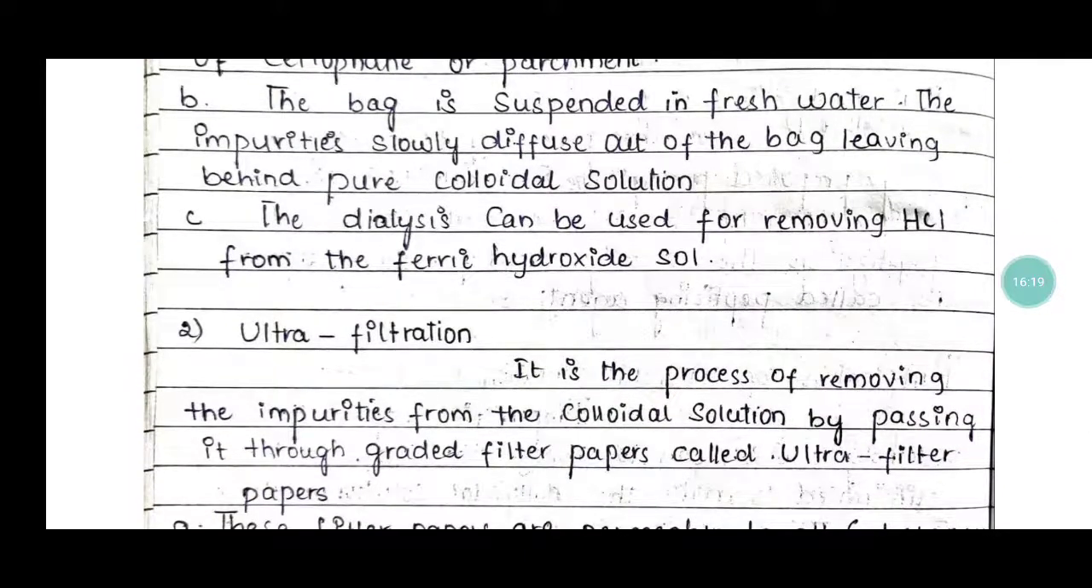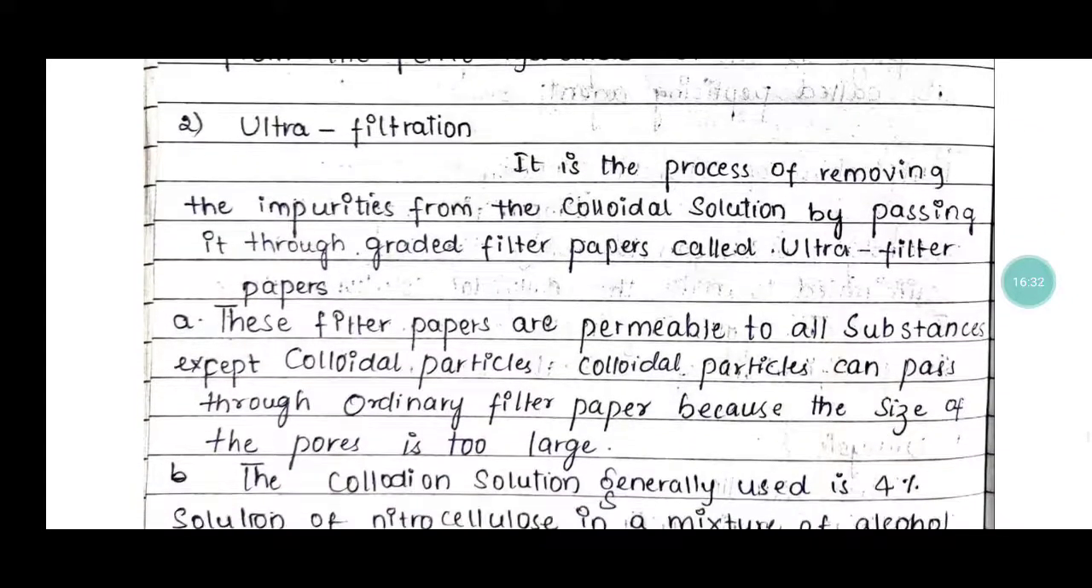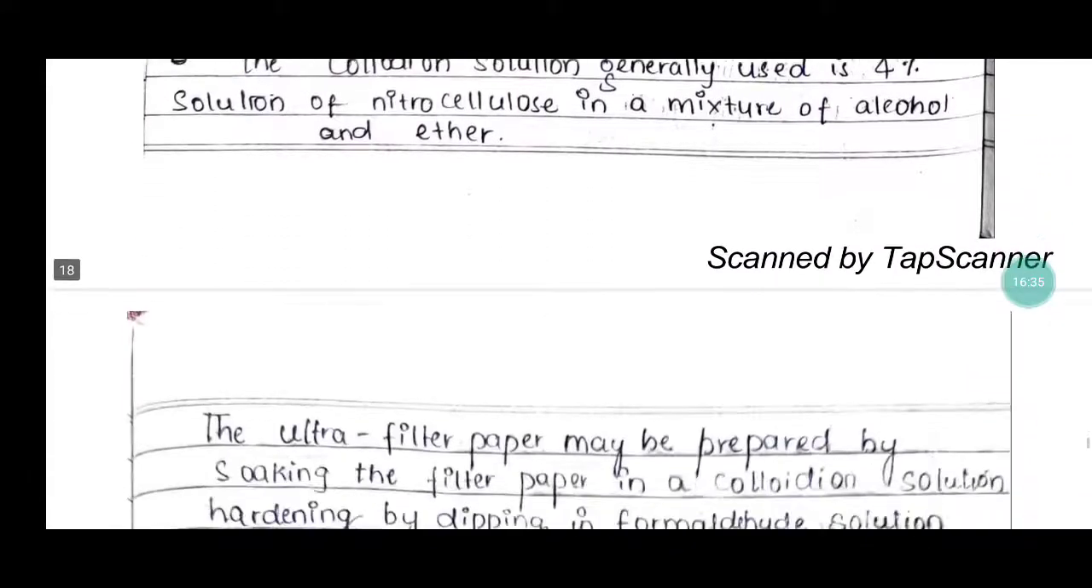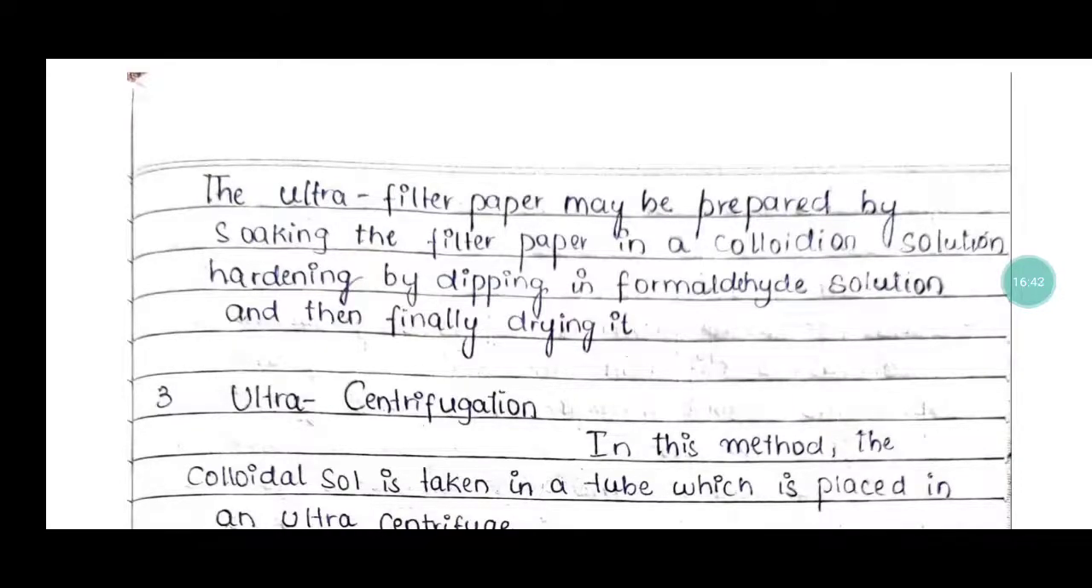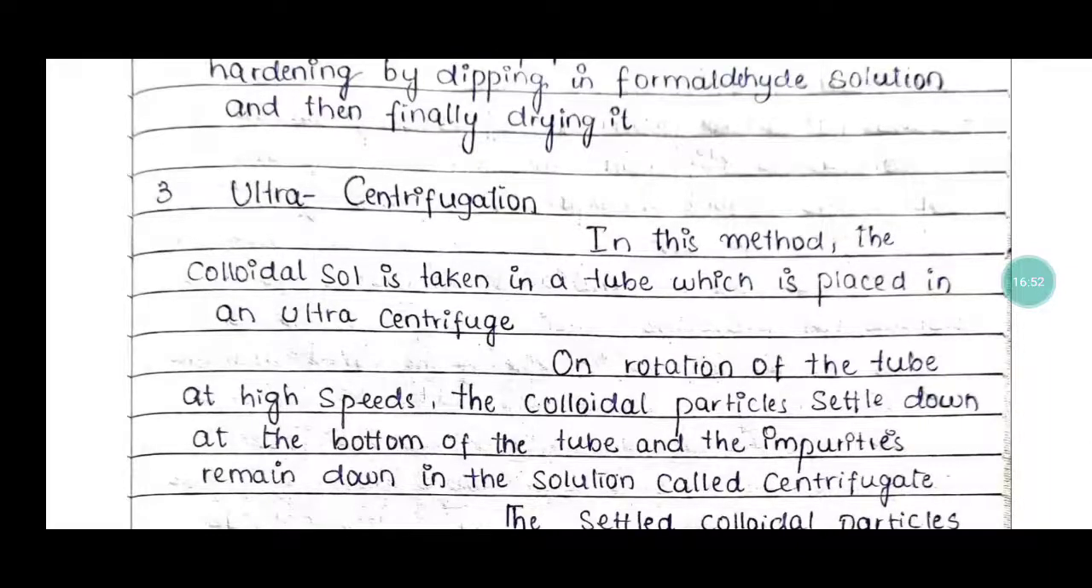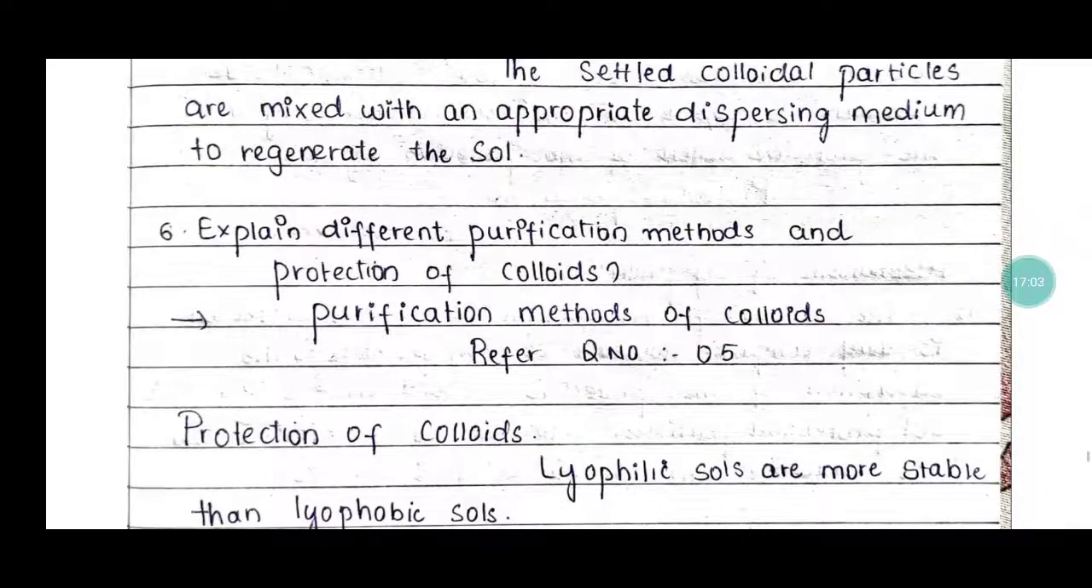Number two, ultrafiltration. This is the process of removing impurities from the colloidal solution by passing it through graded filter papers, called ultrafilters. The ultrafilter may be prepared by soaking the filter paper in the colloidal solution, hardening it by dipping in formaldehyde solution, and then finally drying it. Number three, ultracentrifugation. In this method, the colloidal solution is taken in a tube which is placed in the ultracentrifuge.